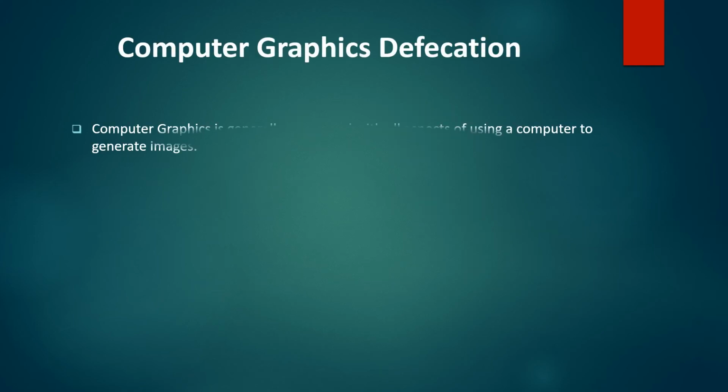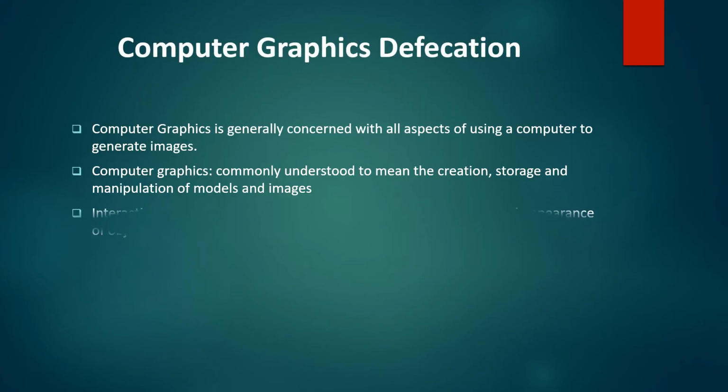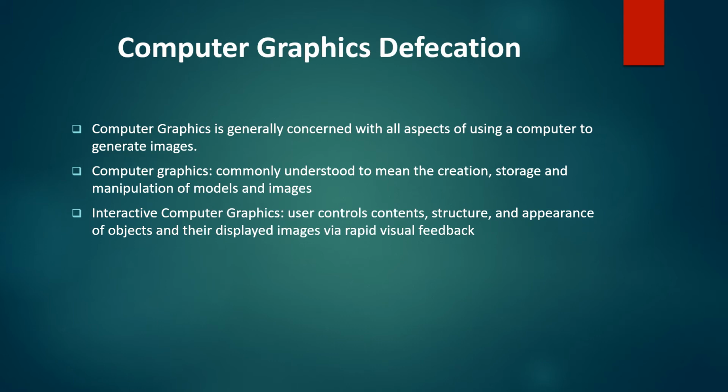First of all, the computer graphics definition. It is generally concerned with all aspects of using a computer to generate images. Also, it's commonly understood to mean the creation, storage, and manipulation of models and images. Interactive computer graphics is basically where the user controls the content, structure, and appearance of objects and the displayed image via rapid visual feedback.